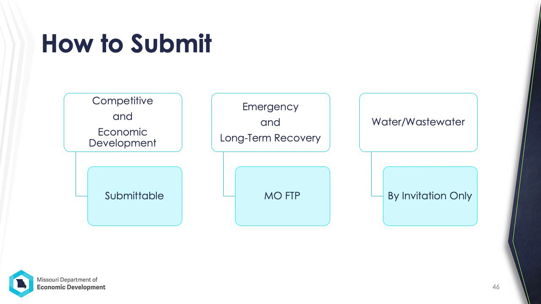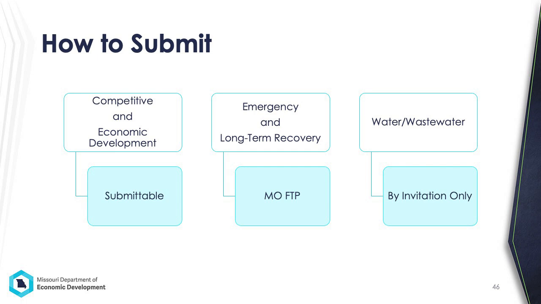The submission process varies depending on the type of application. For the annual competitive cycle in economic development, we use Submittable. For emergency and long-term recovery projects, you'll request an application template from the CDBG development team and then submit that through our MoFTP file transfer system. Our technical assistance coordinator, Ashley, will cover using the FTP later today.